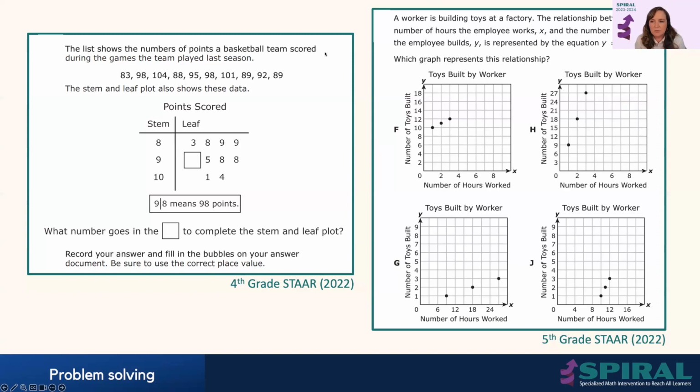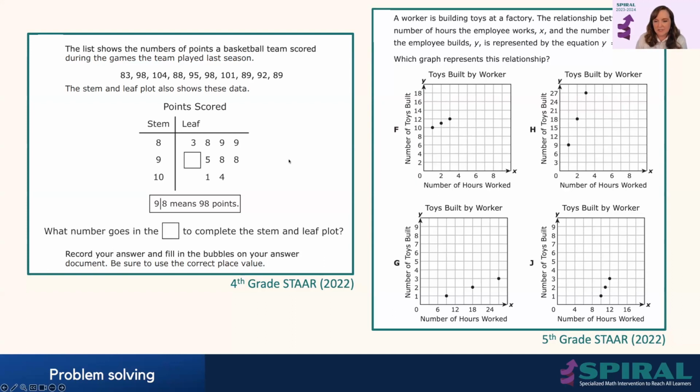A worker is building toys at the factory. And here you can read the rest. It's talking about a relationship between the hours that the employee works and the number of toys the employee builds. And then that's represented by this equation. And so, what is the direction that students receive in this problem on the right? All right, so here the direction is to figure out which is the matching graph to y equals 9x. Yeah. So which of the graphs follows a rule, which of the graphs matches.